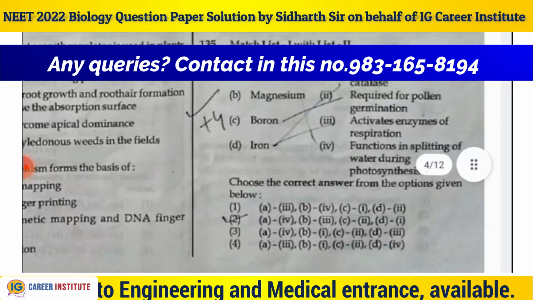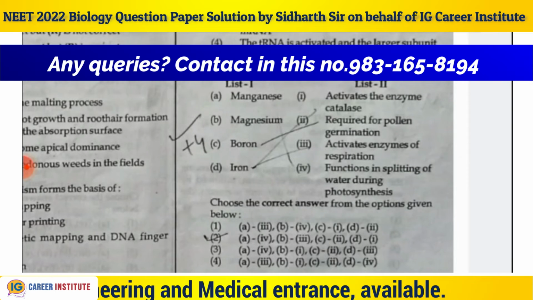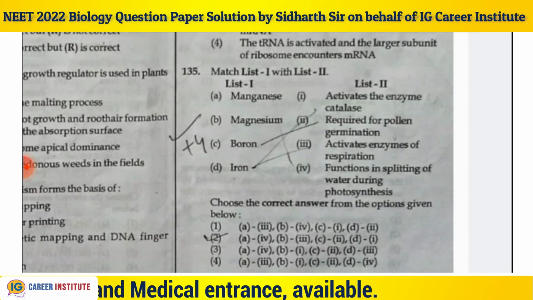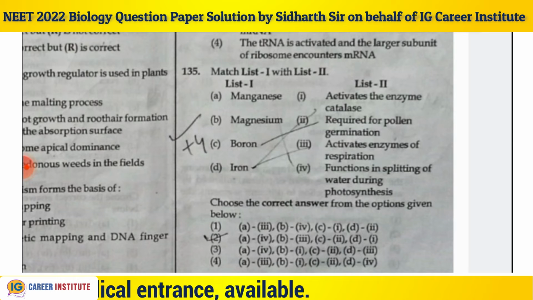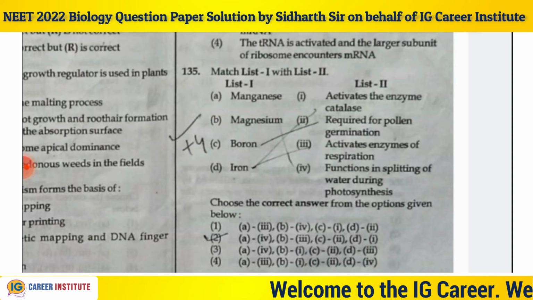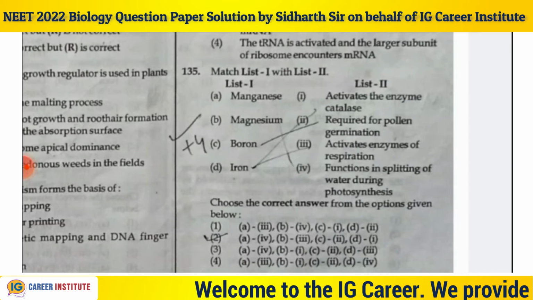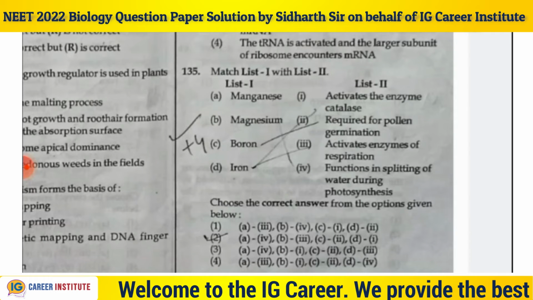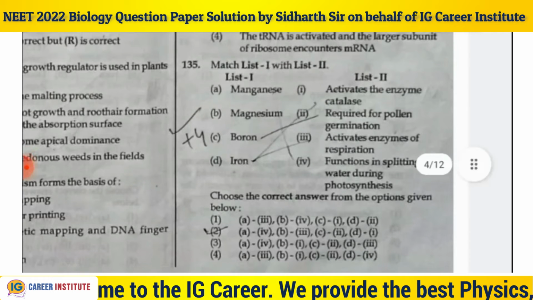Question number 135. Match the following. This is also directly from the plant nutrition chapter. Manganese functions in splitting of water during photosynthesis. Manganese and chlorine, so A is 4. B, magnesium, activates enzymes of respiration. Correct. Boron is required for germination, and iron catalyzes enzymes. So for 135, option 2 is the correct answer.